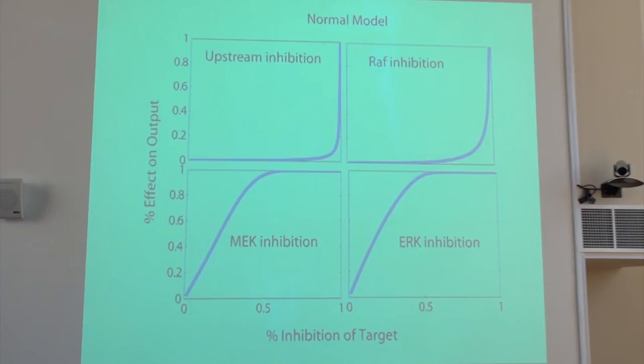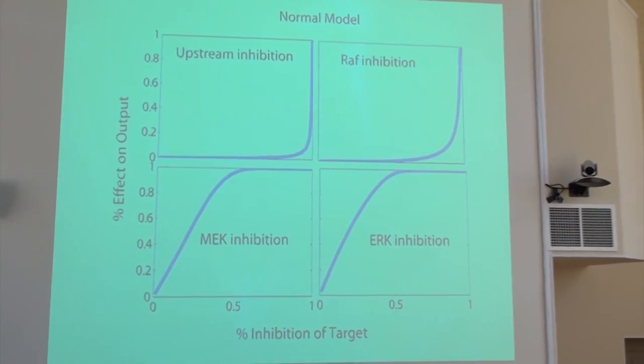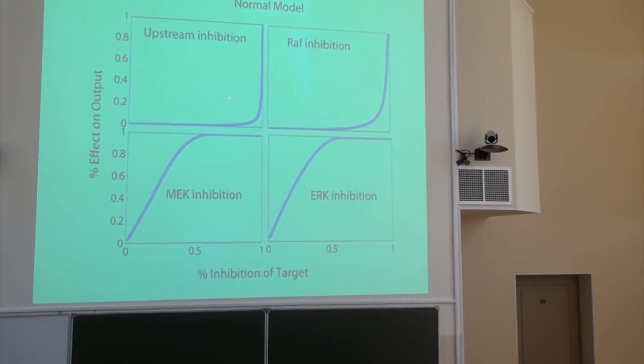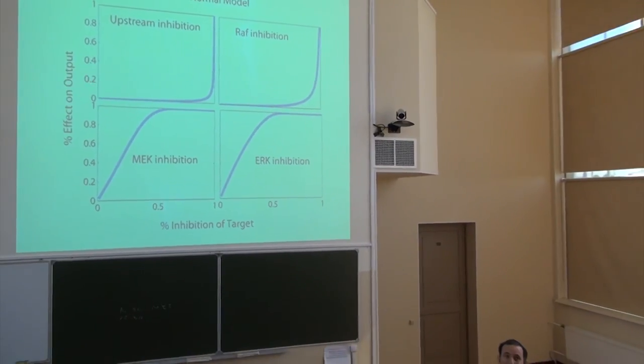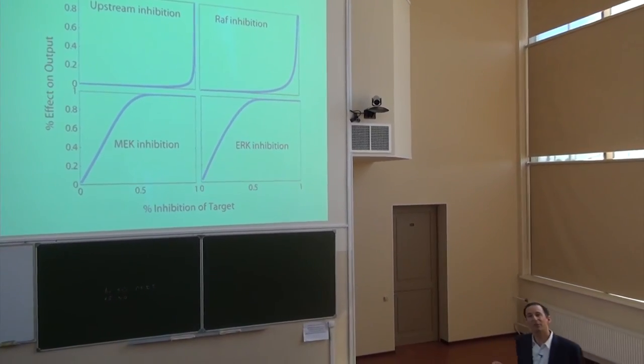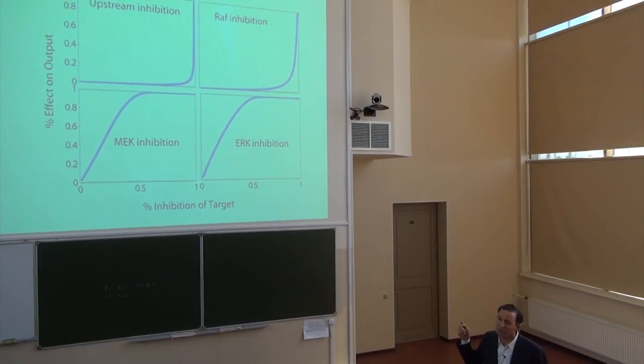And so we did our thing. This is what the curves look like for every single one of the upstream signals. We looked at each of the molecules up there. And they're dramatically sublinear. You have to inhibit more than 90% of any species up at the top to have even a visible effect on the output. There have been experiments done on targeting the receptor itself, and they match this curve extremely well.